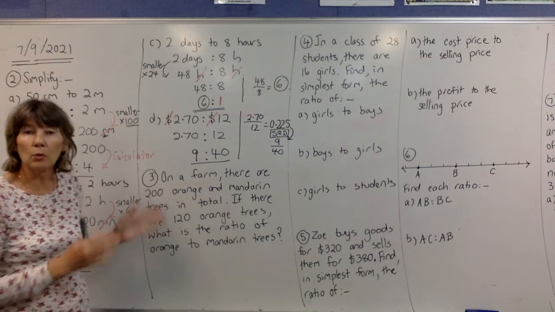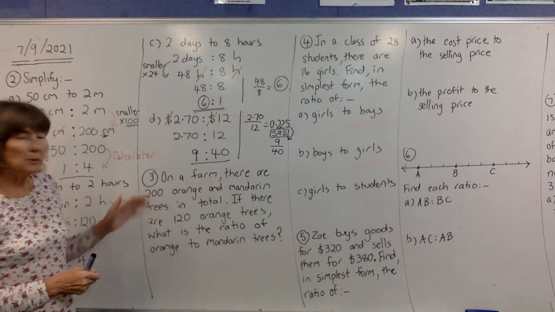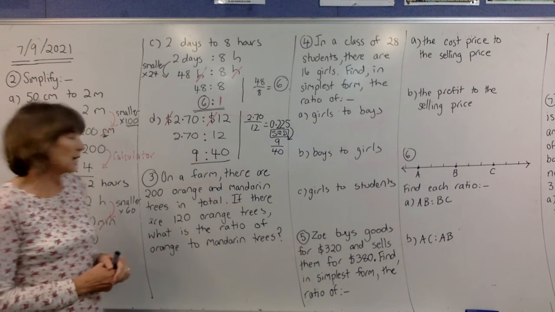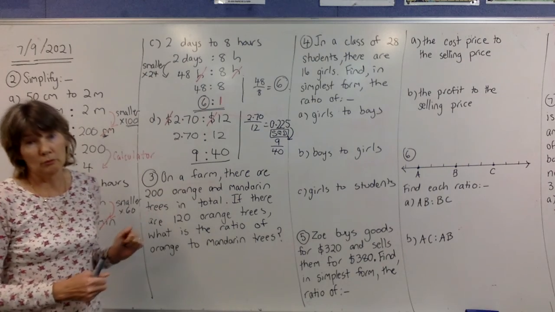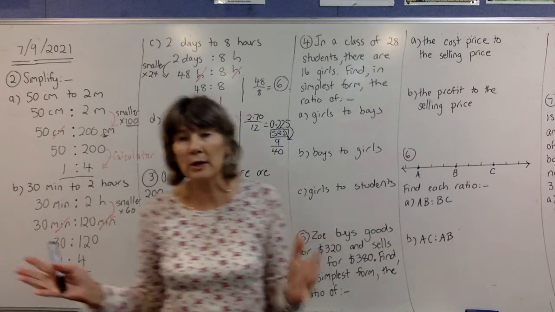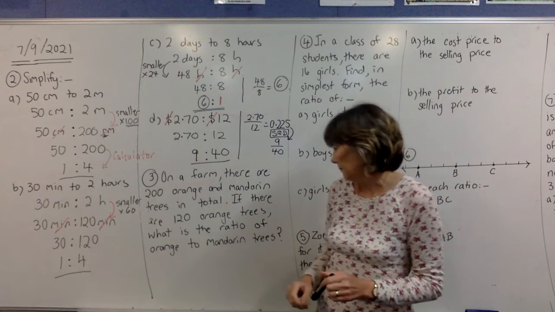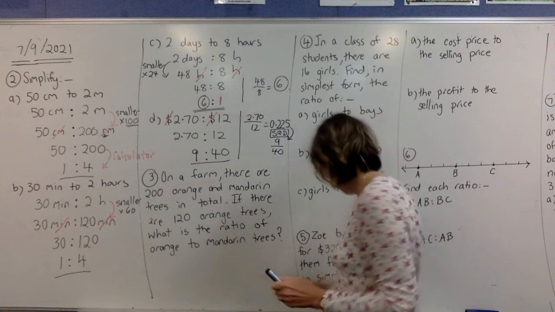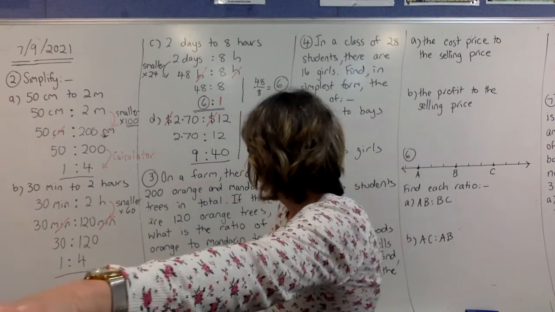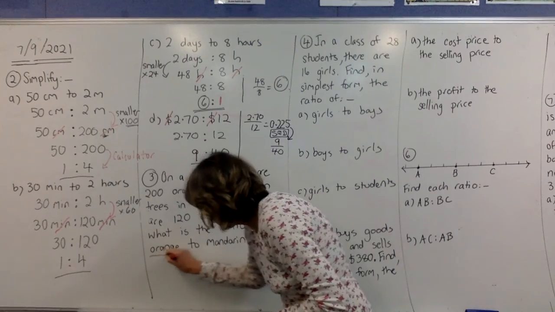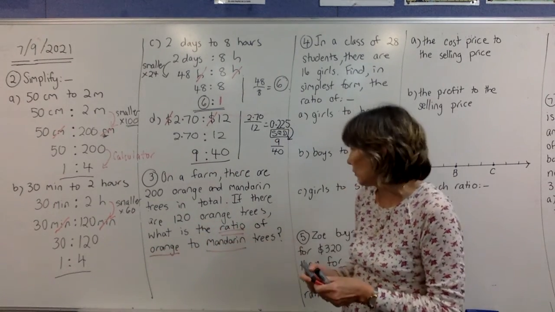Okay, so let's have a look at a word problem now. You really have to read these carefully. So this one says, on a farm, there are 200 orange and mandarin trees in total, right? So in total, that's how many trees are on the farm. There are 120 orange trees. What's the ratio of? Now this is the important part that you've got to do. We have to underline the two things that they want, right? They want a ratio. It has to be orange to mandarin.